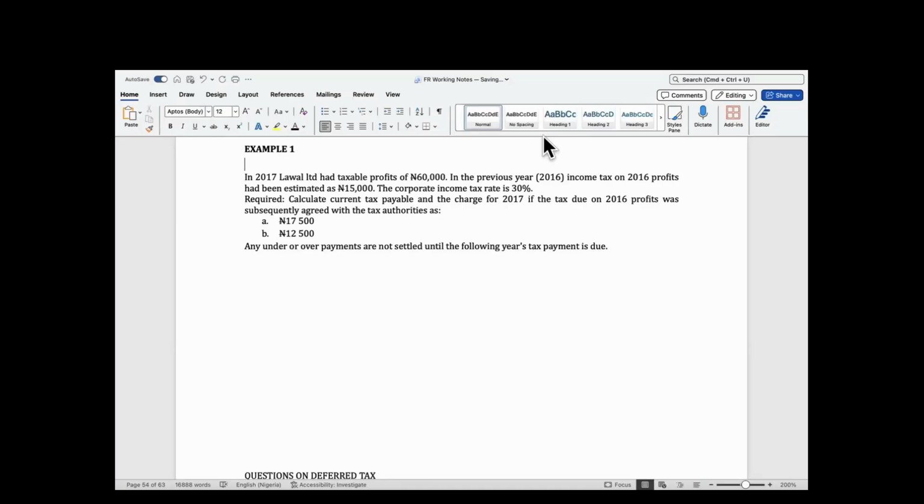In 2017, Lawal Limited has taxable profits of 60,000. In the previous year, 2016, income tax of 2000. The income tax on 2016 profit has been estimated as 15,000. The corporate income tax rate is 30%. Required, calculate current tax payable and the charge for 2017 if the tax due on 2016 profit was subsequently agreed with the tax authority as A, 17,500, B, 12,500. Any under or overpayment are not settled until the following year's tax payment is due. Thank you very much.